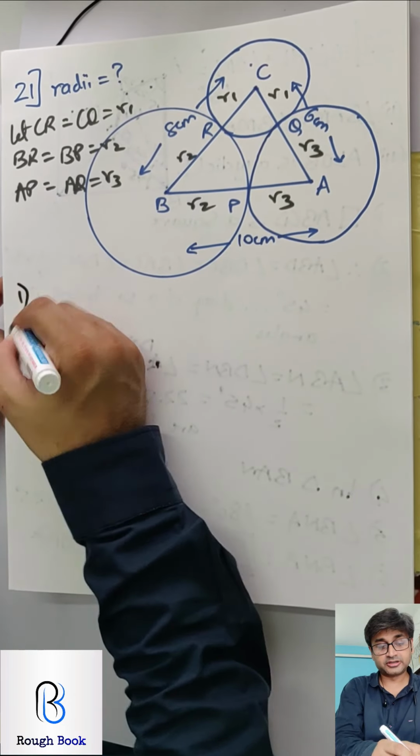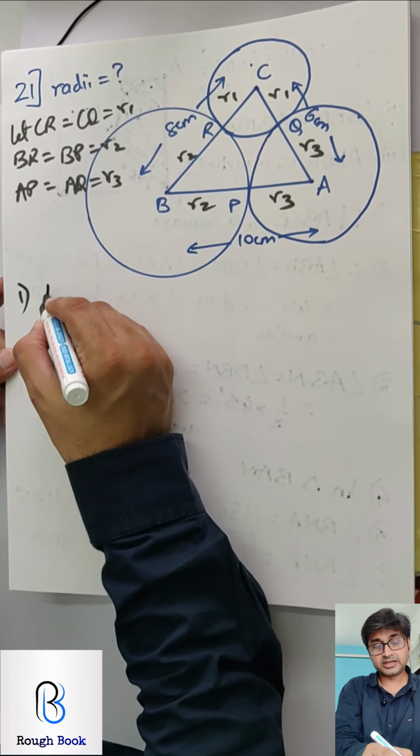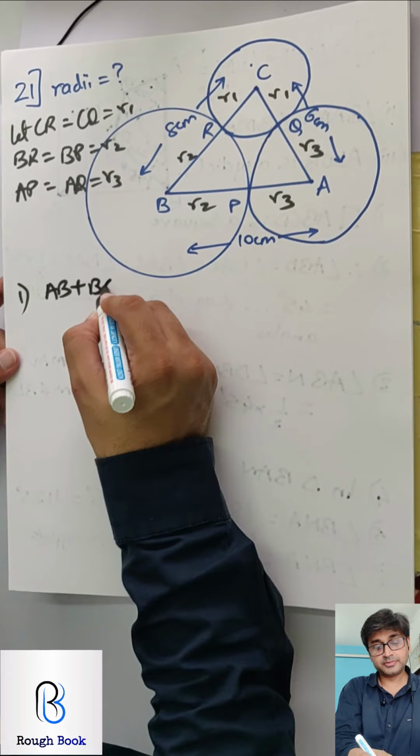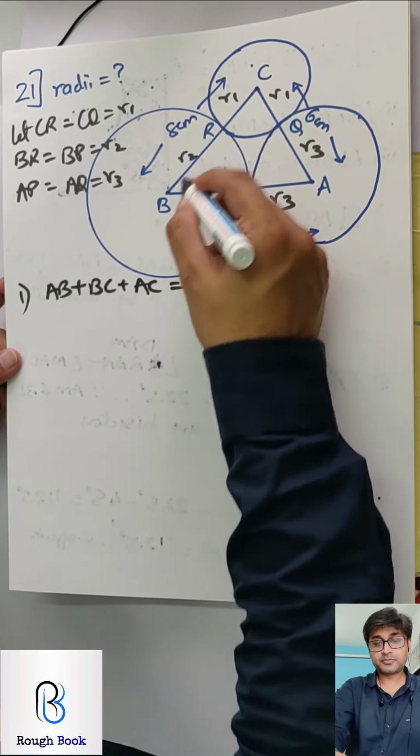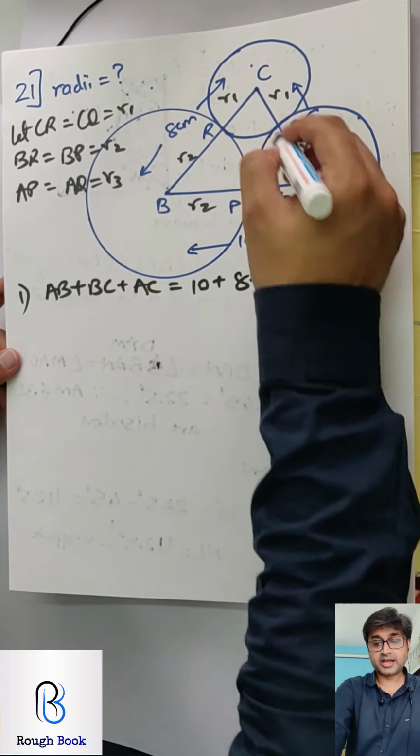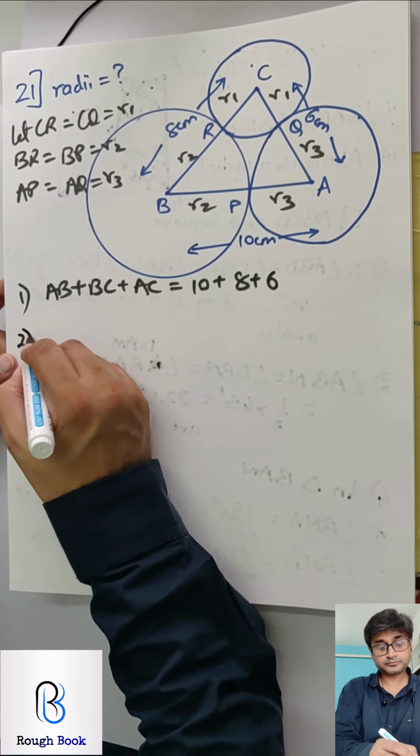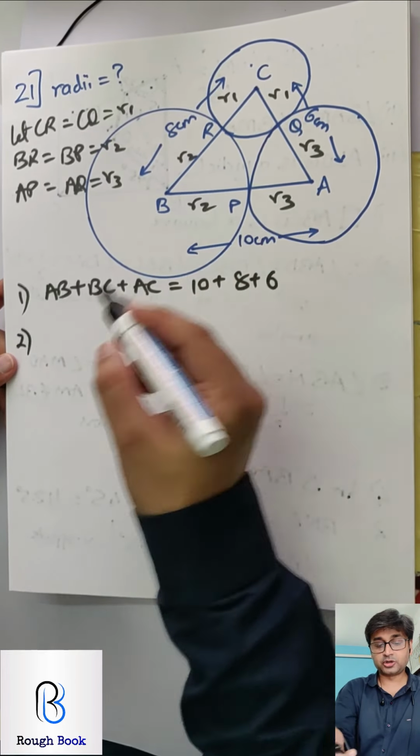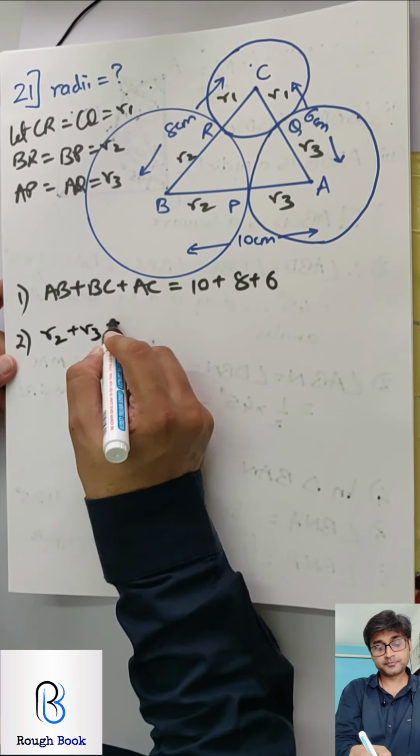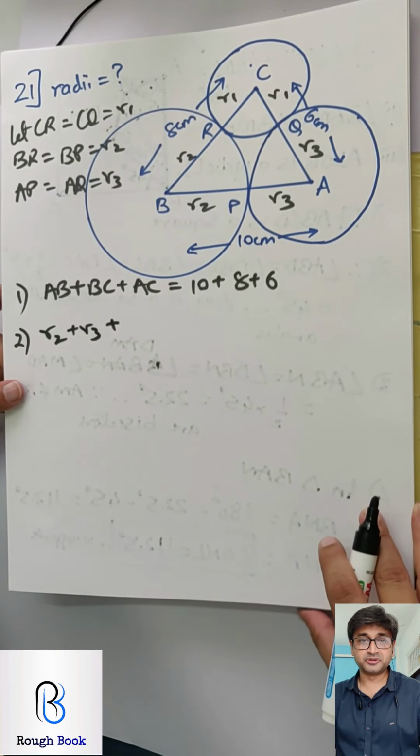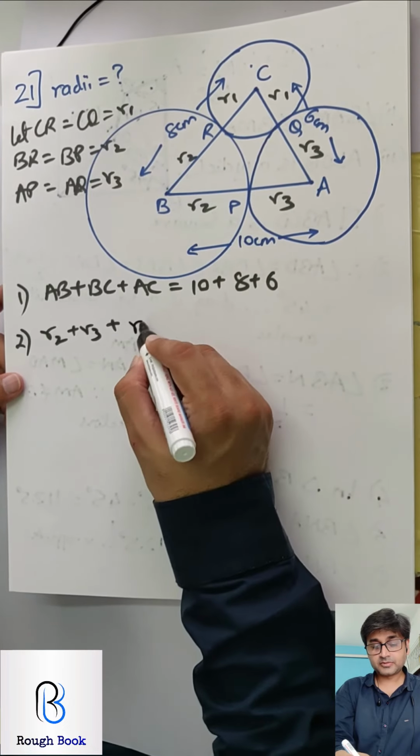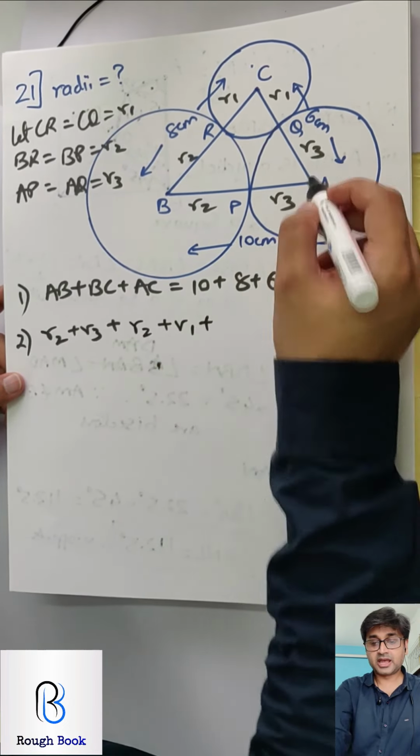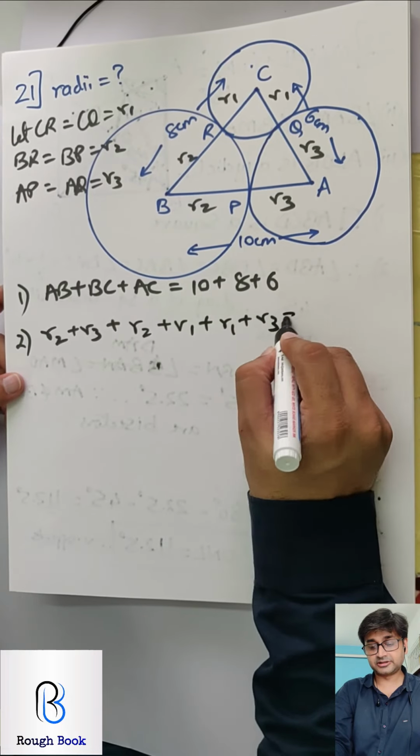Now pay attention carefully. Step 1. I will say AB plus BC plus AC. So AB is 10, BC is 8 and AC is 6. AB is R2 plus R3. Come on, take it forward and let's see where you reach now. Discover something. BC is R2 plus R1 and AC is R1 plus R3.